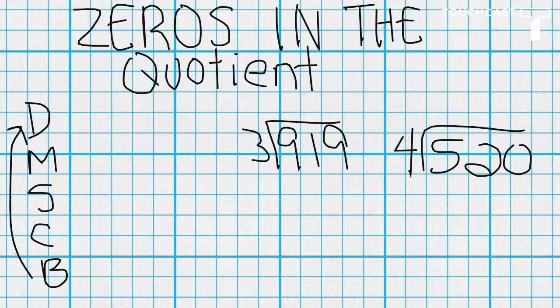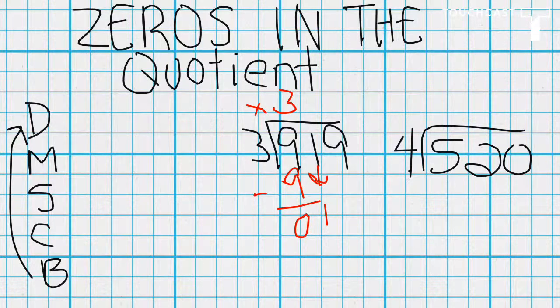Okay, so I have two problems here. We're gonna look at the first one. Okay, so 3 goes into 9 3 times. So we're dividing 3 into 9 3 times. Next step, multiply. So we're gonna multiply 3 times 3 is 9. Next we subtract. There you go. And we compare. And then we bring down.